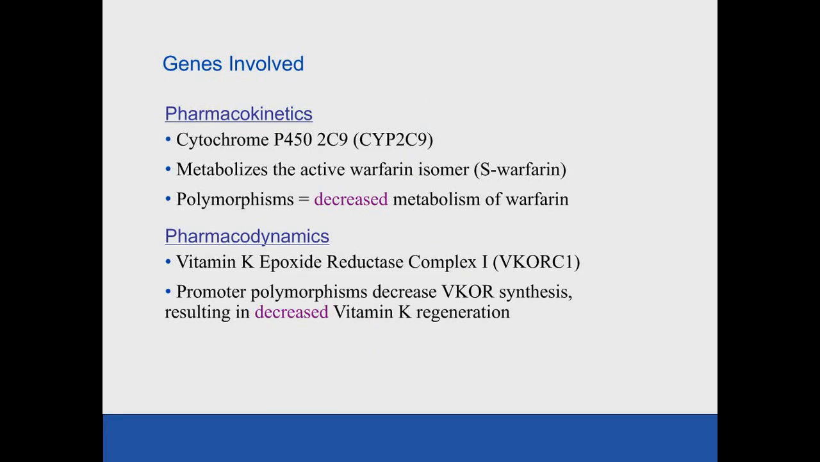So now we're going to focus on the genes involved. If we think about it in the context of pharmacokinetics, cytochrome P450 2C9 actively metabolizes warfarin, and if there are polymorphisms in the gene coding for CYP2C9, there is decreased metabolism of warfarin. If we think about the pharmacodynamics or the mechanism of action, vitamin K epoxide reductase complex 1, often abbreviated as VKORC1, the important polymorphisms are in the promoter region. That decreases the amount of synthesis of VKORC1, resulting in decreased vitamin K regeneration.